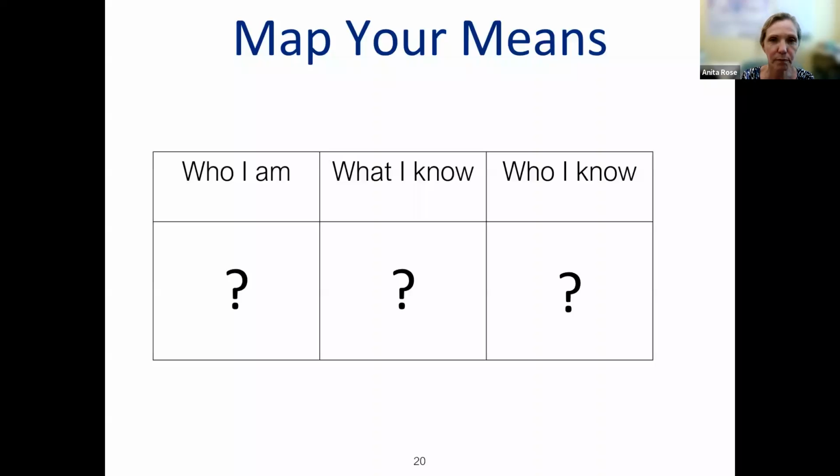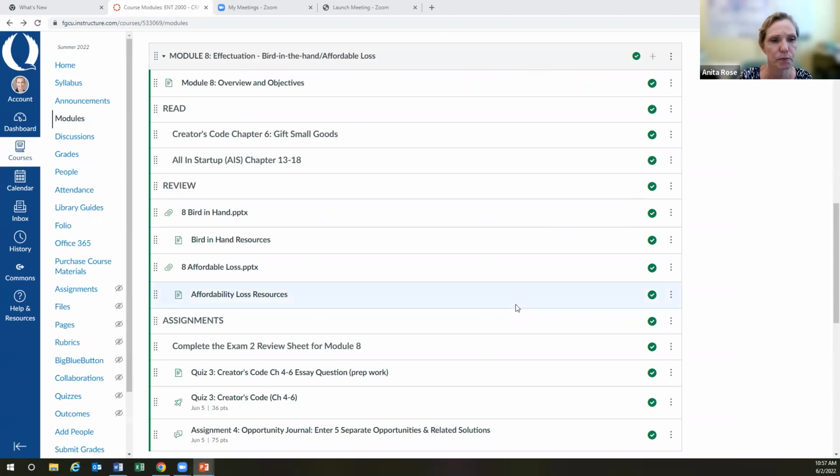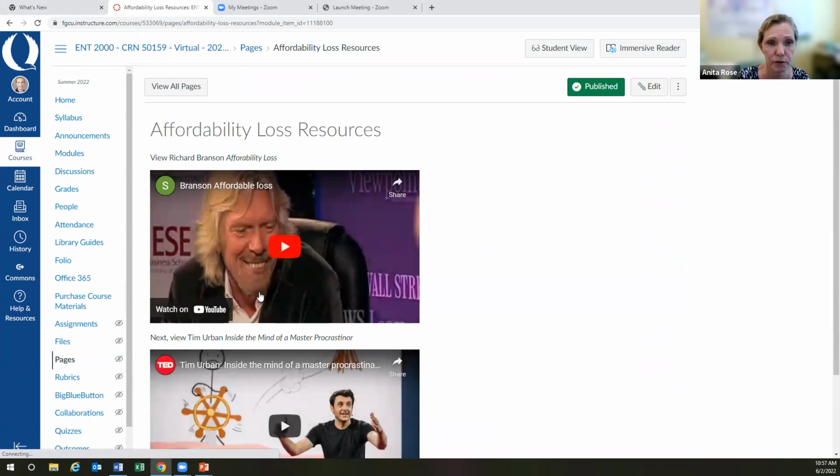So here, mapping out your means, you want to think about who you are, what you know, and who you know. It would be a good idea to map this out to help you through your career endeavor. All right, and then I will show you some other ways to move along in the next section for affordable loss. So let's take a look at the affordable loss resources.